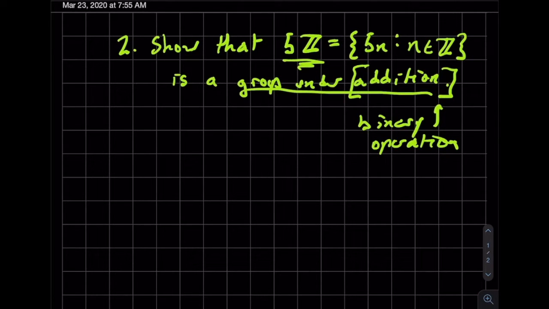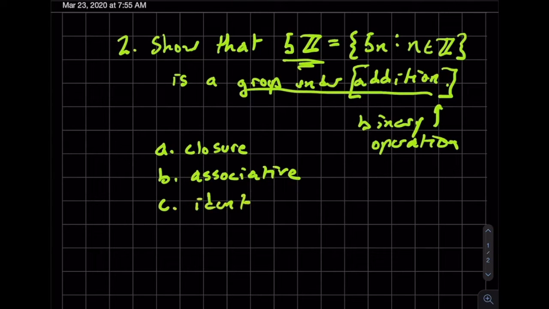Okay, so to show that it's a group under addition, we have to show these properties here. So we have the 4 properties. We have closure, so I'll say A, closure, B, we have associativity, or we can say that it's an associative set for short. It has to have an identity, an identity in reference to that operator. And then it has to have inverses.